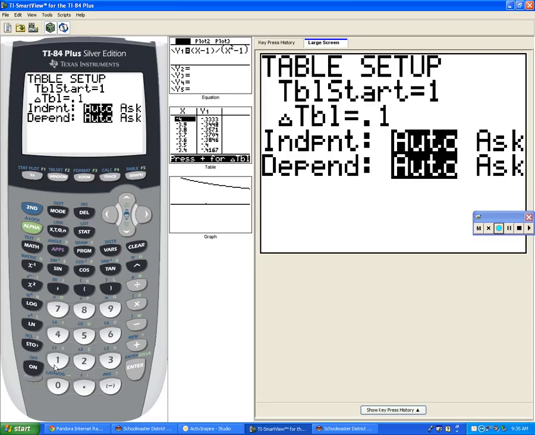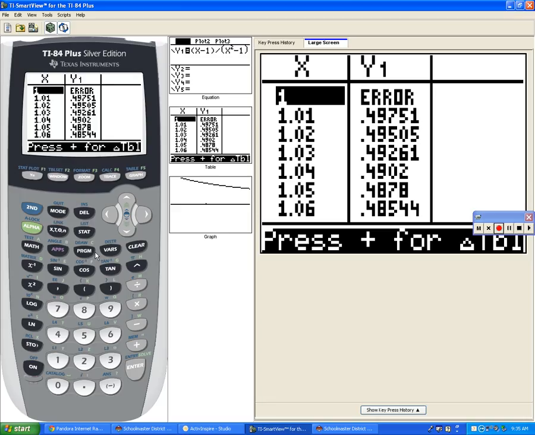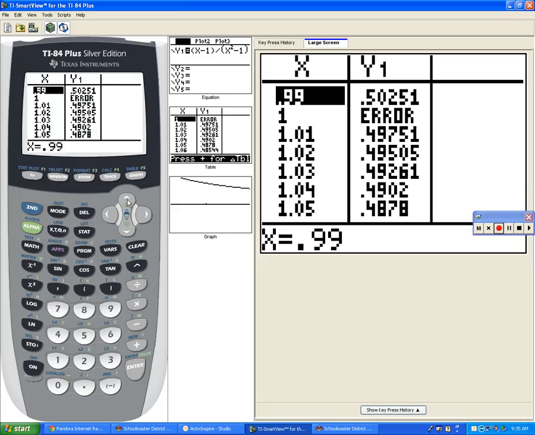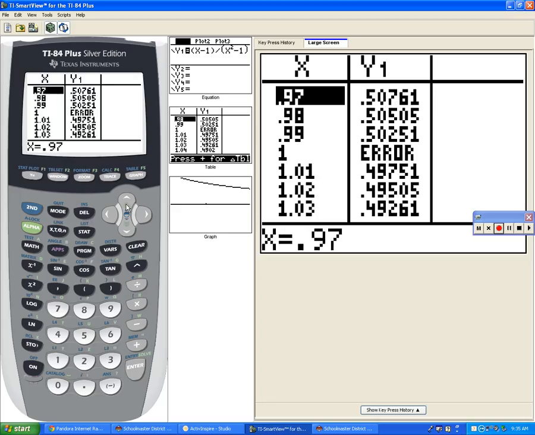So I'm going to start my table at 1. And then I want to get really close to that, so let's go by 0.01 each time. Okay, and so now we have it set up. So we're starting at 1. We're going by a very small amount, and it's going to automatically give us all the values that we want. And so I'm going to scroll up just a little bit so I can see numbers on both sides.